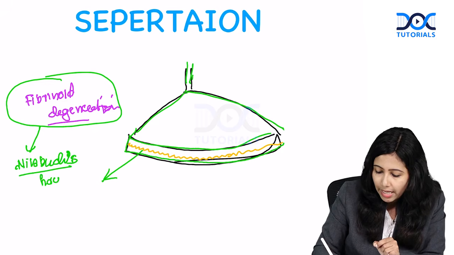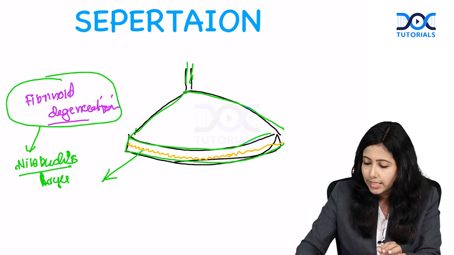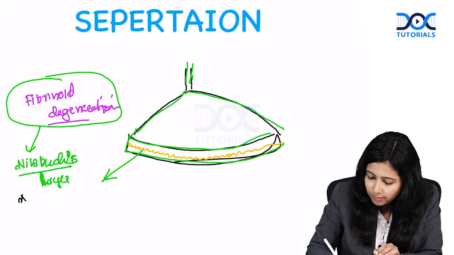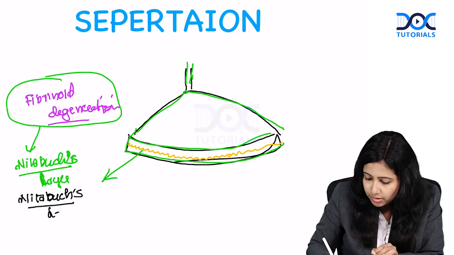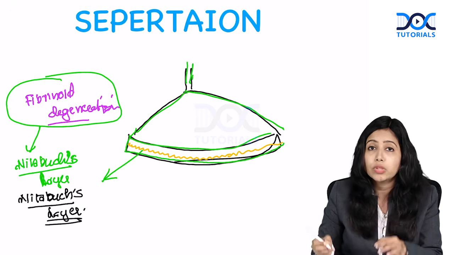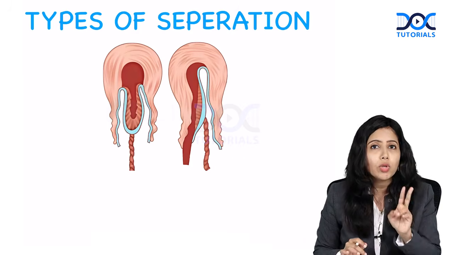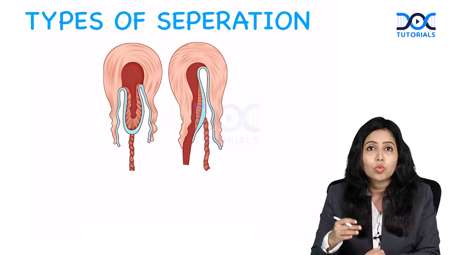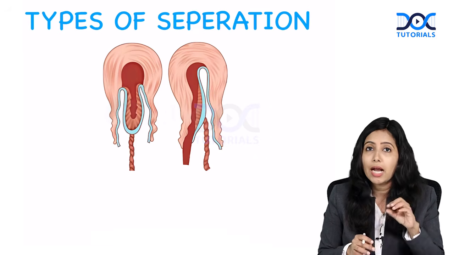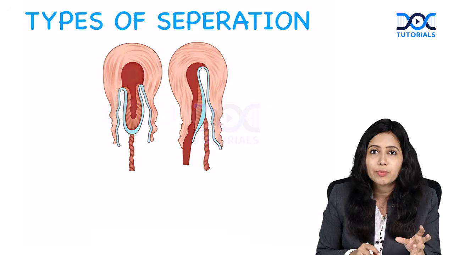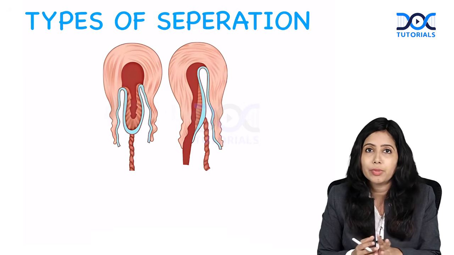And it is through this layer. Let me write it clearly for you. Nitta-Busch layer. So it is through this layer that the placenta is going to separate. So there are two types of placental separation. So the placental separation can be either a central separation or a peripheral separation.